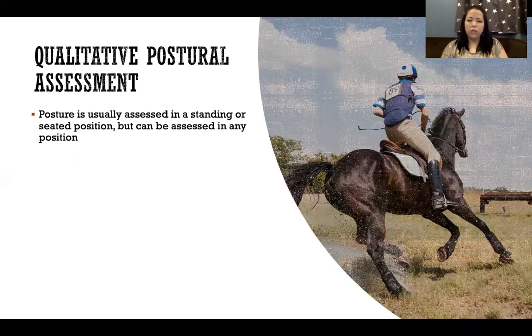So posture is usually assessed in a standing or seated position, depending on the person and what we're looking for. But we can assess posture in any position because, again, posture doesn't just mean this sitting up straight sort of thing. Posture is any position of the body. And so depending on the person and what sports they play or what activities they participate in, you might want to assess all different kinds of posture.